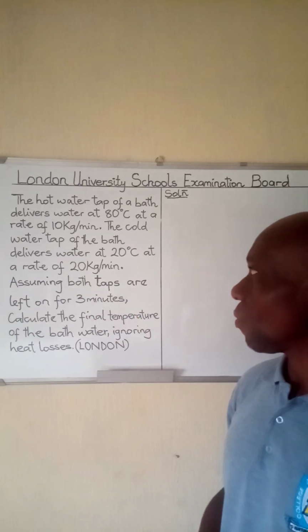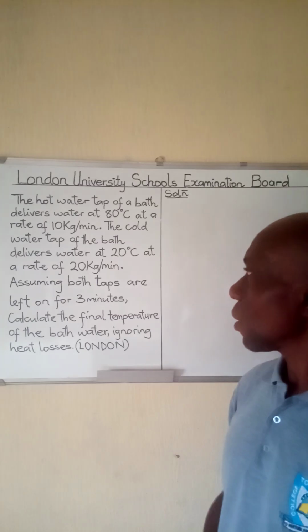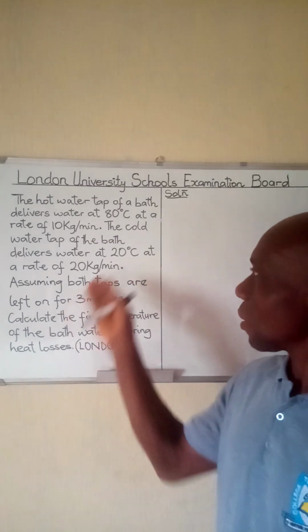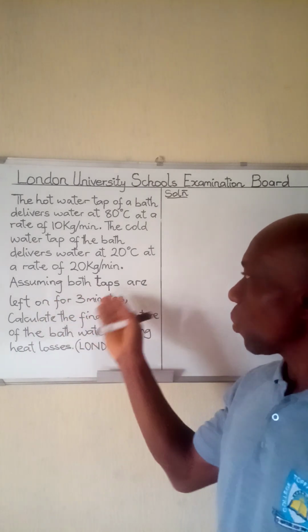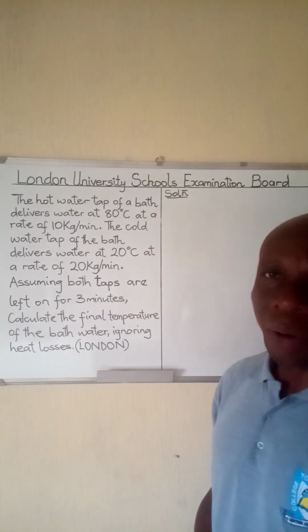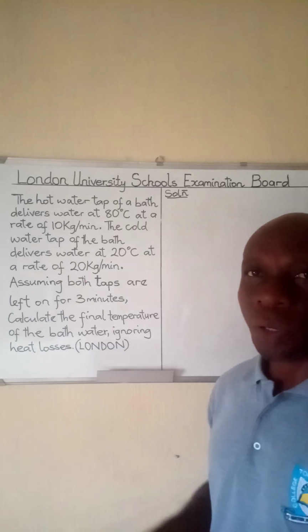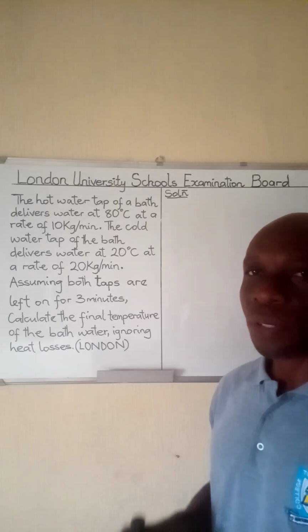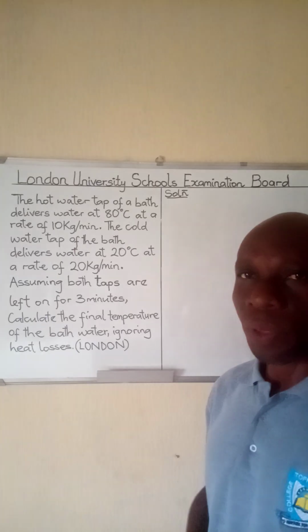The cold water tap of the same bath delivers water at the rate of 20 kilograms per minute, and the cold water is at 20 degrees Celsius. We are asked here, assuming both taps are left on for 3 minutes, calculate the final temperature of the bath water, ignoring heat losses. When you are told to ignore heat losses, the assumption is that there is no exchange of heat between the system and the surroundings. So all that happens would be within the system itself.